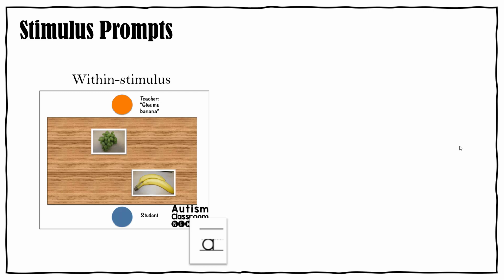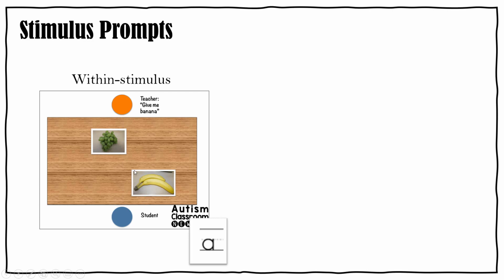All right, your stimulus prompts, remember we had within. This is where you are altering some aspect of the discriminative stimulus. You're making it more salient, you're making it bigger, you're positioning it closer to the student. So in this example, this is a teacher in an instructional session. The teacher is presenting two pictures of fruit to the student, and they want the student to give me banana. And so what they've done is they've placed the banana really close to the student, so it makes it very clear which picture is the banana.